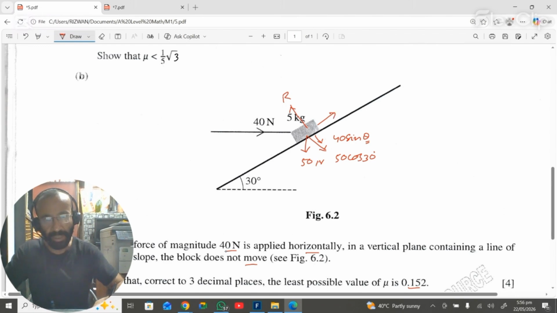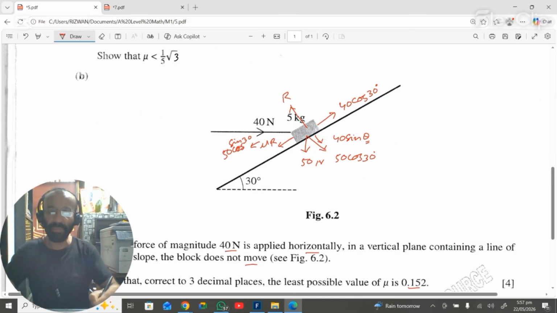Here will be the direction of the component 40 cos 30. Downward will be the force F equal to mu R, and also the component 50 sine 30. So two forces will act downward: F and 50 sine 30.